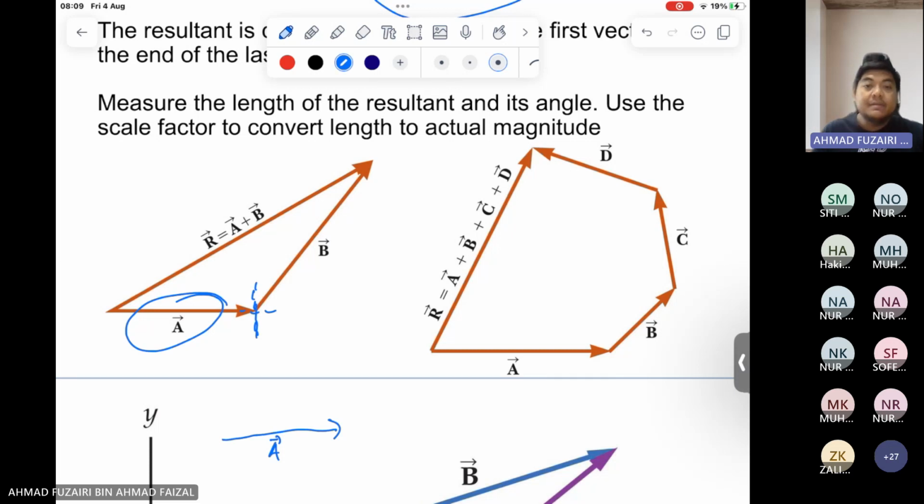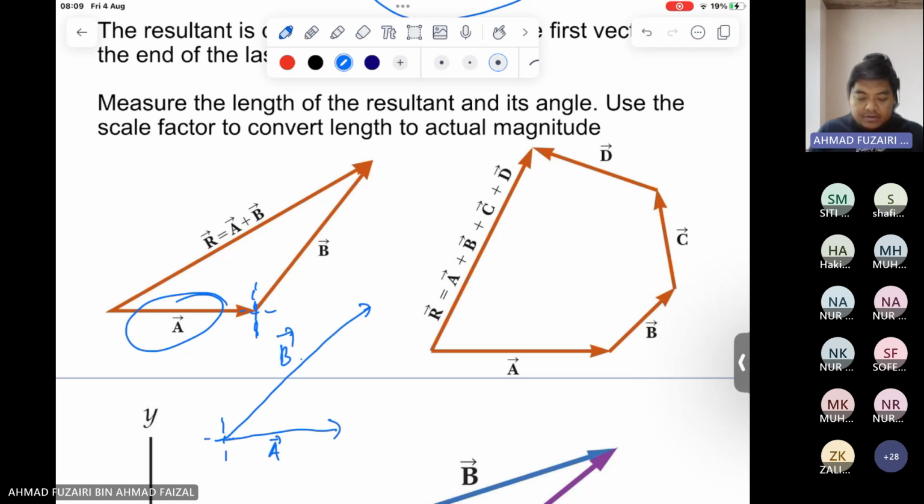But another method is the parallelogram. So how can we draw a parallelogram? The difference between the parallelogram and the tip to tail method is that in the parallelogram we draw the second vector at the beginning of vector A. We put the imaginary axis at the beginning of vector A, and then we draw vector B. For example, this is vector B.